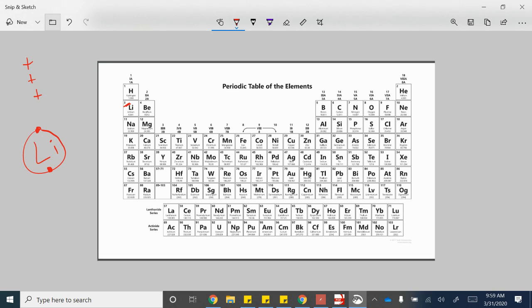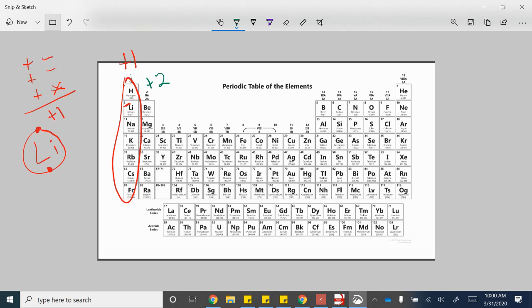So initially, lithium had 3 electrons, 2 in the inner shell, 1 in the outer shell, but we lost one of those electrons. So now we have 2 negatives and 3 positives. So we overall are positively charged by 1. So lithium, and actually all of the alkali metals, will end up with a +1 charge.